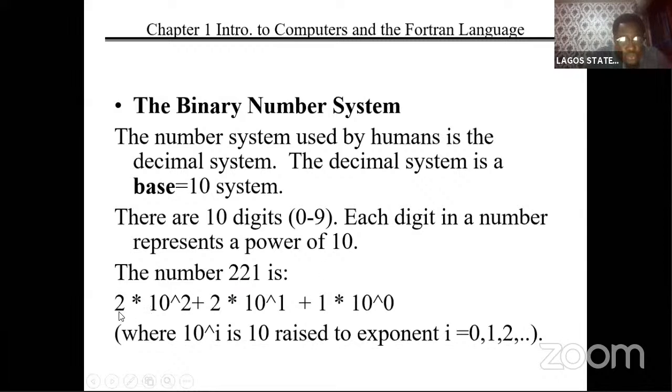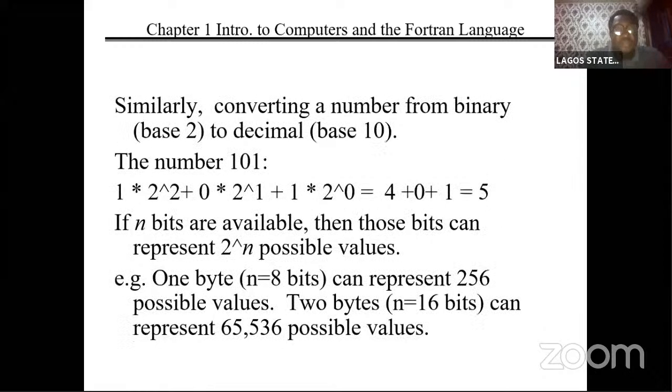So this is 2 times 10 raised to power 2. This is 2 times 10 raised to power 1, because you are counting from 2, 1, 0. You remember the way we number it, that this will be raised to power 0, this will be raised to power 1, and this one will be raised to power 2. Where 10 raised to power i is 10 raised to the exponent of i, which can be 0, 1, 2, 3, to whatever it is. Now, similarly, we can convert a number from binary, which is base 2, to base 10.